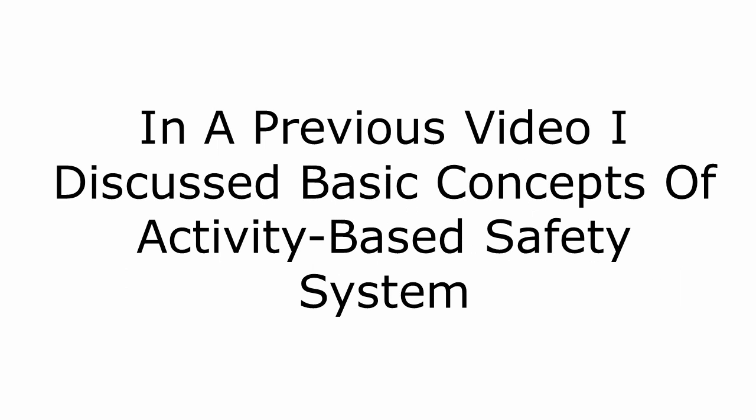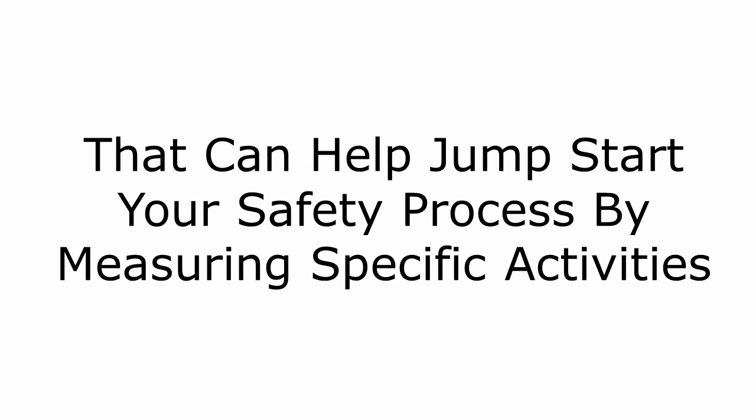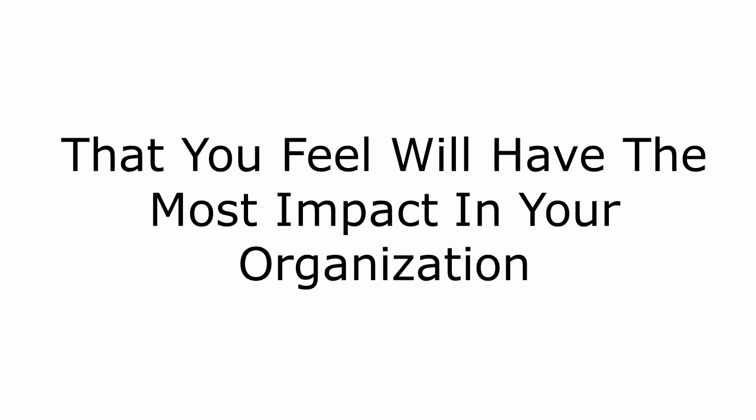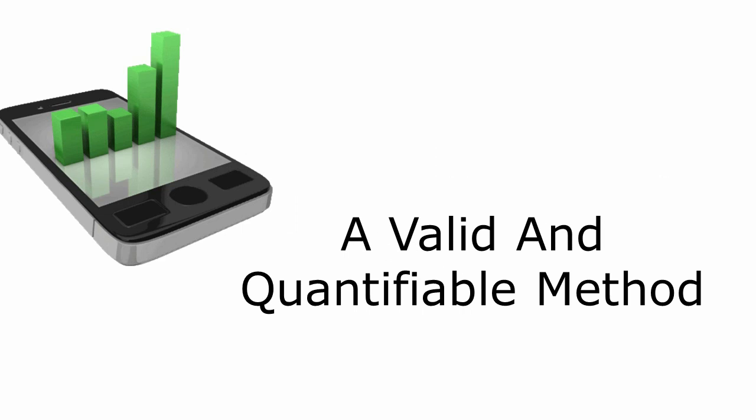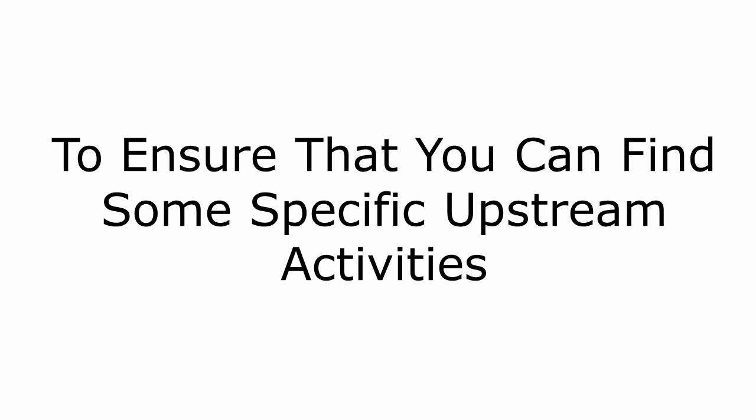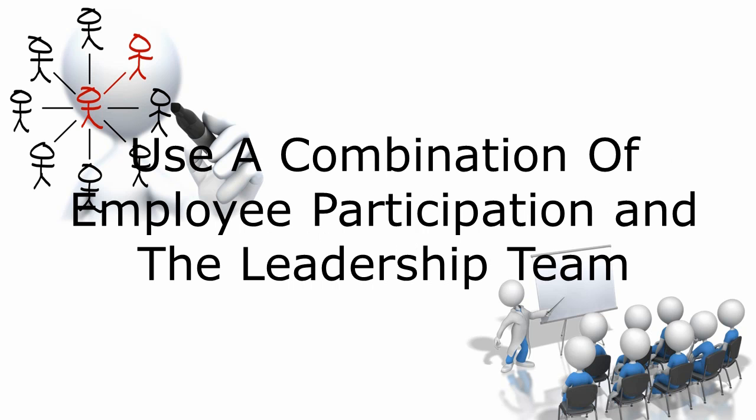In a previous video, I discussed elements of the activity-based safety system that can help jumpstart your safety process by measuring specific activities. You should start by evaluating some upstream activities that you feel will have the most impact in your organization by using a valid and quantifiable method that will show that your safety management system is working. To ensure that you have identified some specific upstream activities, you will need to use a combination of employee participation and working with the leadership team to define these activities that will support your current safety culture.